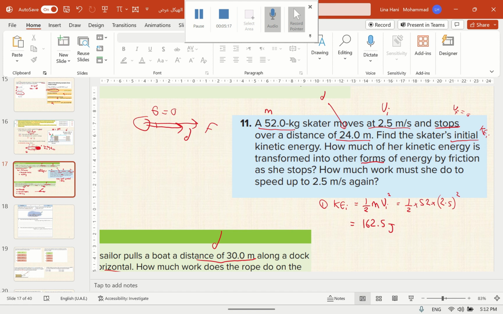Now the second question: how much of her kinetic energy is transformed into other forms of energy by friction as she stopped? Now this energy, when she decelerates, when she presses on the brakes of her skates, friction will work, and this kinetic energy will turn into other types of energy by friction, which is heat energy. So 162.5 joules of kinetic energy will turn into 162.5 joules of heat energy.